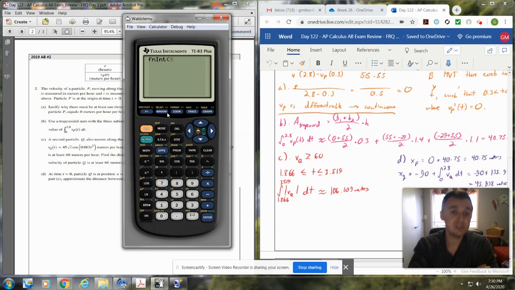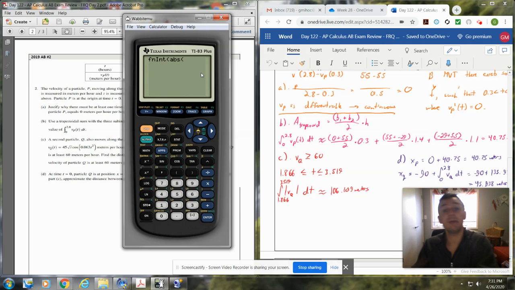So the first thing you want to type in is that expression this time. You don't want to type in the bottom interval value or the top interval value this time. No, this time you want to type in the expression, so the absolute value of v sub q. So let's do that. If you recall, to get the absolute value, press math, and then you want to press right, and you have that ABS option. And once again, we're going to press enter.